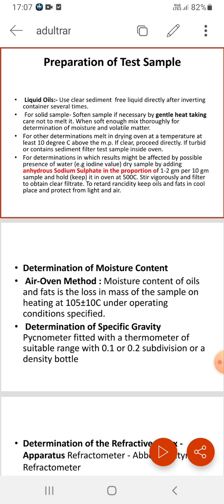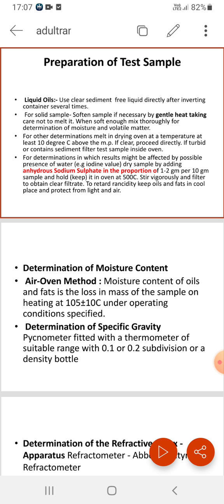If we have a solid sample, then we can make it liquid by gently heating it for some time. Then we can test the dry sample by adding anhydrous sodium sulfate to it. We can check so many things in an oil sample, like its moisture content, refractive index, specific gravity, and presence of other adulterants in high quality mustard oils.